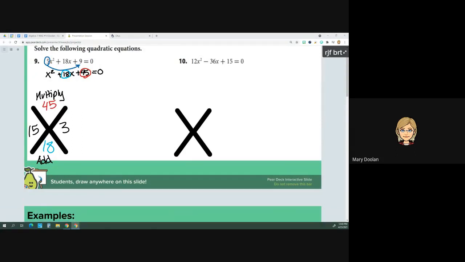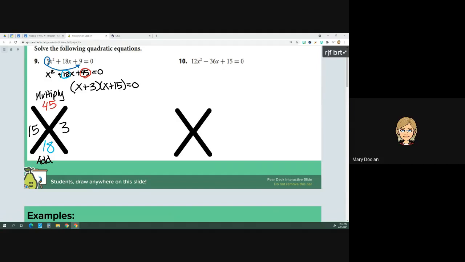So now that I've used my magic x, I can now write this expression factored. x plus 3 times x plus 15 is equal to 0. Doesn't matter which factor you write first. I could have also written x plus 15 times x plus 3.